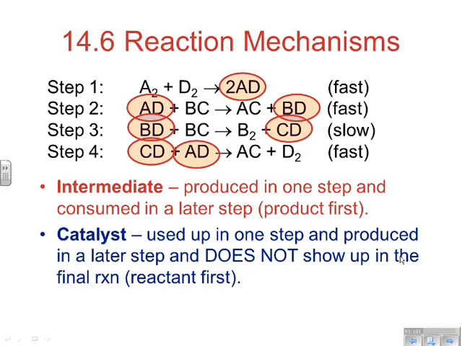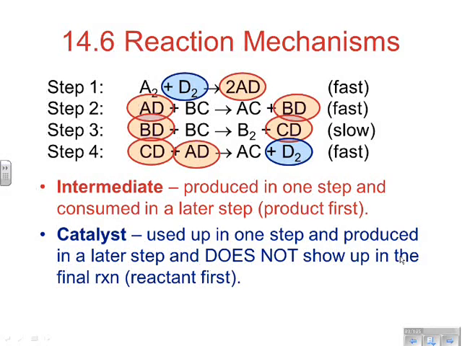So if it's used up in one step and then produced in a later step, it does not show up in the final reaction. And remember, anything that appears first as a reactant and then later is produced as a product would be a catalyst. Take a look at our reaction up here. And in the remaining substances, you should be able to find what our catalyst is.